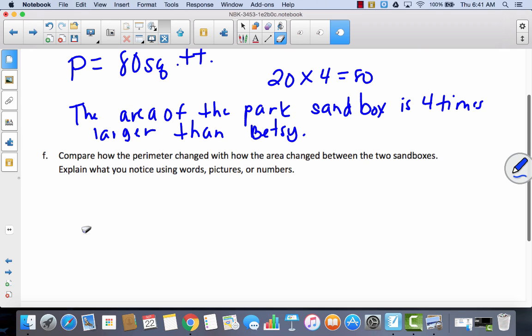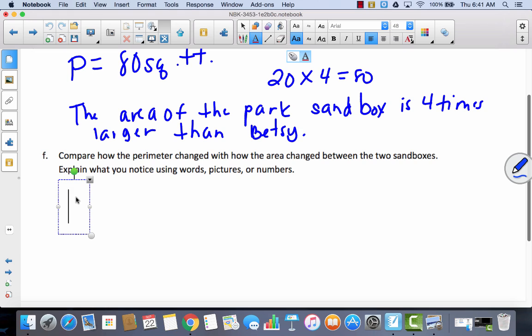All right, last question. Compare how the perimeter changed with how the area changed between the two sandboxes. Explain what you noticed using words, pictures, or numbers. So when we looked back at how the perimeter changed, remember the perimeter was twice as large, but the area was actually 4 times larger. So what do you notice? I'm going to type this because I think I can type a little bit faster here than I can write, since my writing's not looking quite so good today.